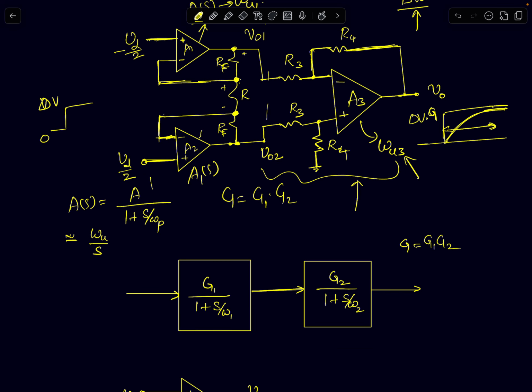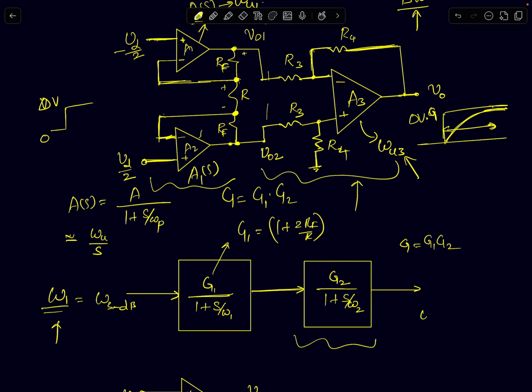The closed loop response of the first stage can be expressed as G1 over 1 plus S by omega 1, where G1 is the DC gain of the first stage, given by 1 plus 2RF by R, and omega 1 is the 3 dB bandwidth of the first stage. That is cascaded to another amplifier, the subtractor, which again has its own frequency response given by G2 by 1 plus S by omega 2. Omega 2 is the 3 dB bandwidth of the second stage, which may depend upon omega U3 and so on. We'll see what the dependence is.